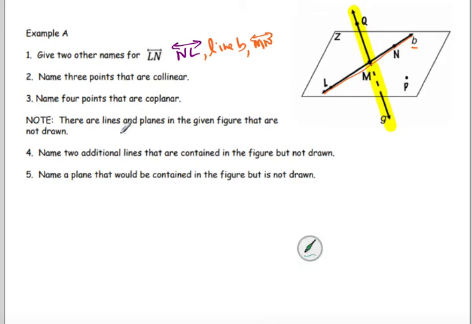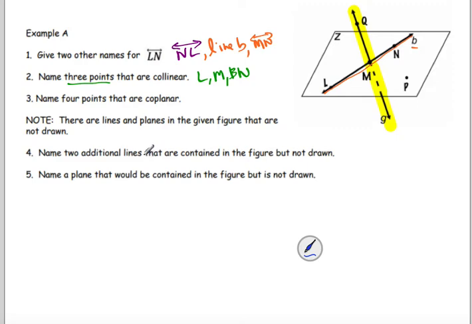The second one here says, name 3 points that are collinear. So you need to find, if there are going to be 3 of them, you have to see the line actually drawn in the image. And this is the line that we were just talking about in number 1, has 3 points on it. So we're going to use those 3, L, M, and N. Those are collinear points on that line.